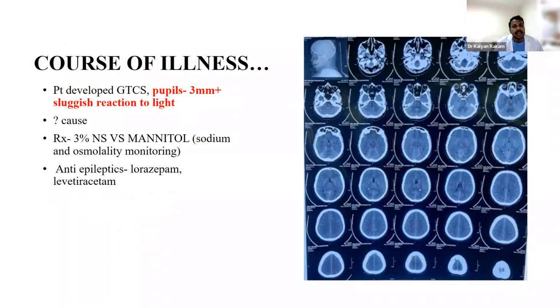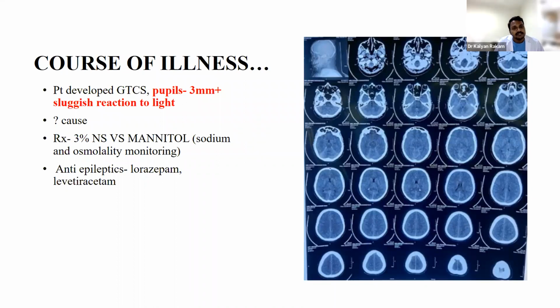Let us now analyze the different complications as the case progresses. We'll get to know what complications this patient is landing into, as in the course of illness while we are treating the patient. Let us see. The patient developed generalized tonic-clonic seizures, but the pupils are 3 mm and sluggishly reacting to light. So what do you think is the cause of this illness?